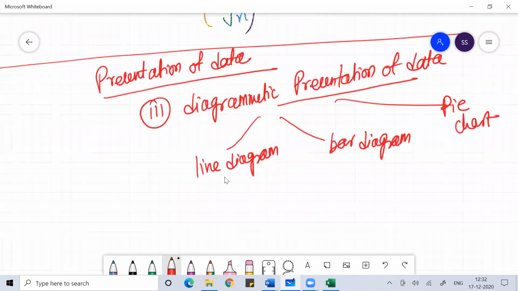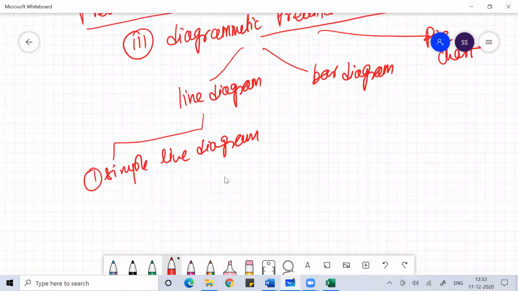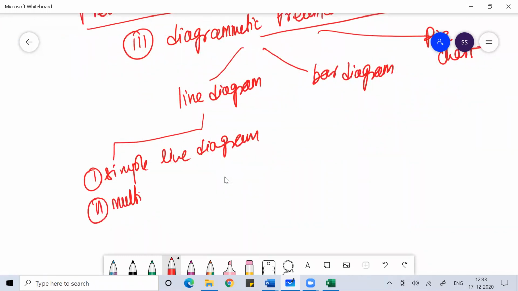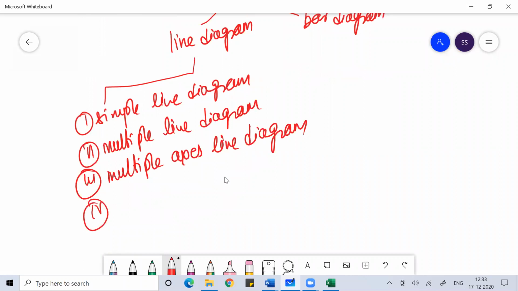When we talk about line diagram, it can be a simple line diagram, it can be a multiple line diagram, it can be a multiple axis line diagram, and it can be a logarithmic line diagram.